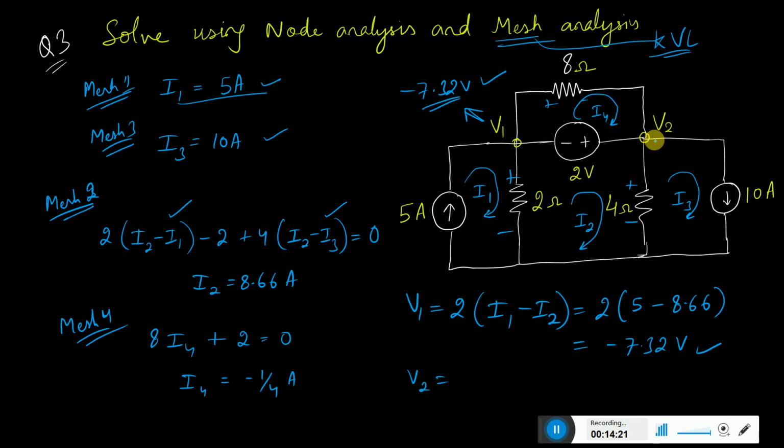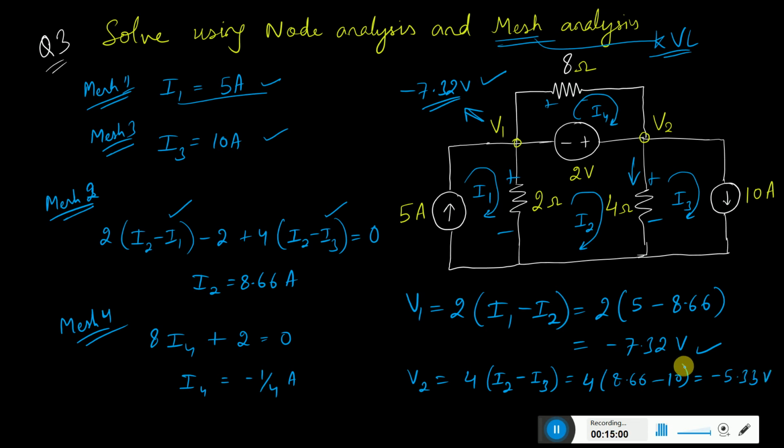So when you find the value of V2, you can take this as 4 volts. I2 is the one, because you are finding V2 now, so you are taking this as plus and minus. So I2 is the one which you are taking as positive, and I3 is getting subtracted. So 4 times I2, which is 8.66, minus I3, which is 10. So here V2 comes out to be minus 5.33 volts.